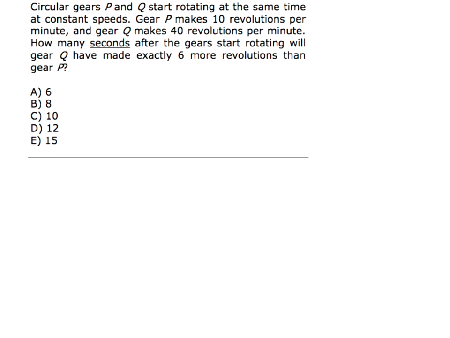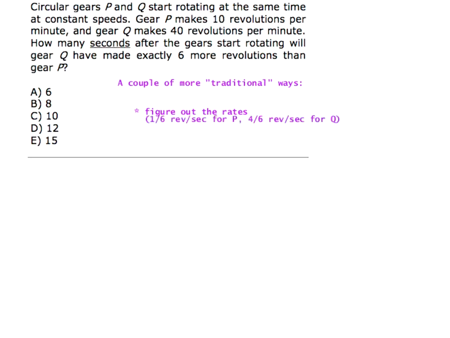A couple more traditional ways to solve this problem. One way to do it is to figure out the rates, which we already did anyway, which is 1/6 revolution per second for P and 2/3 revolution per second for Q. It's actually better to leave it as 4/6 like you did because it's a common denominator. Then you can just set up an equation.